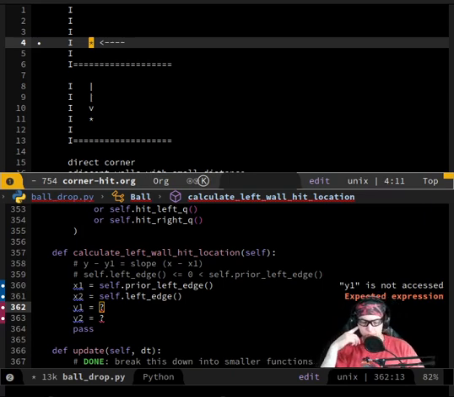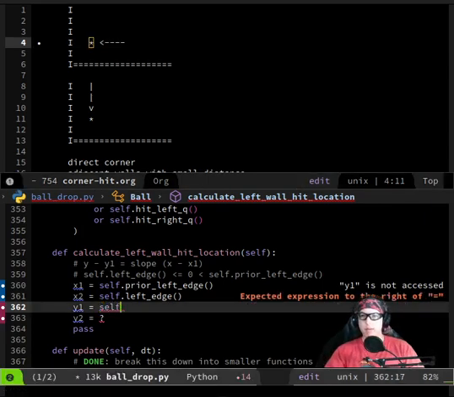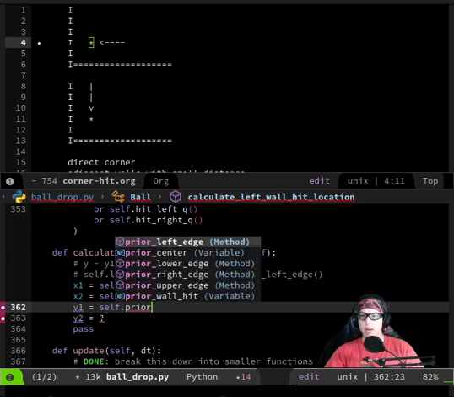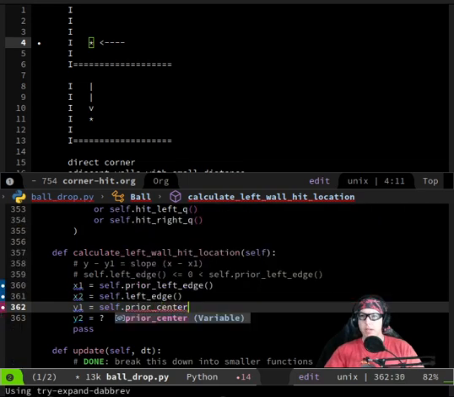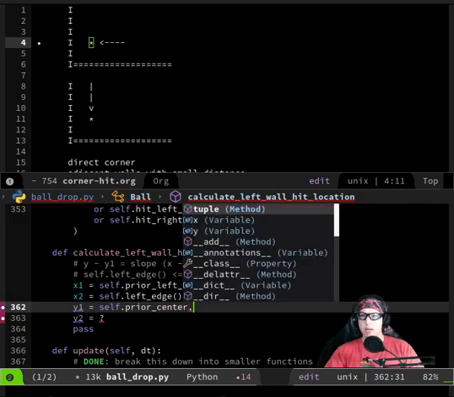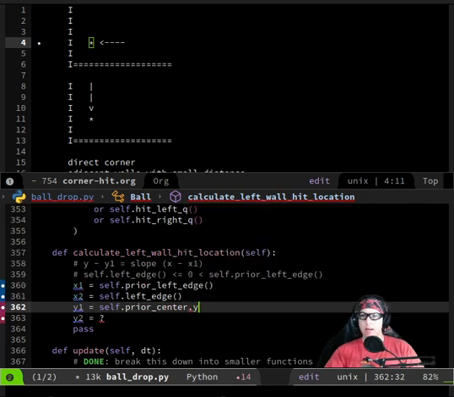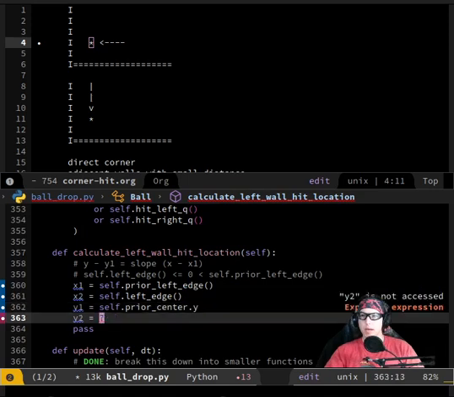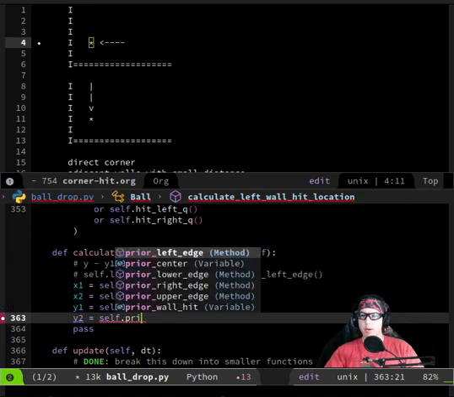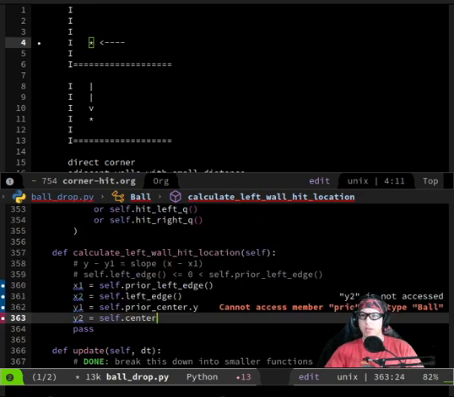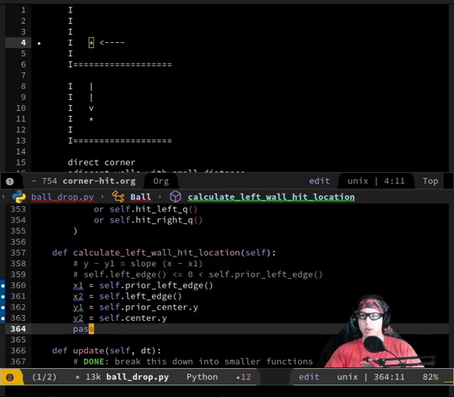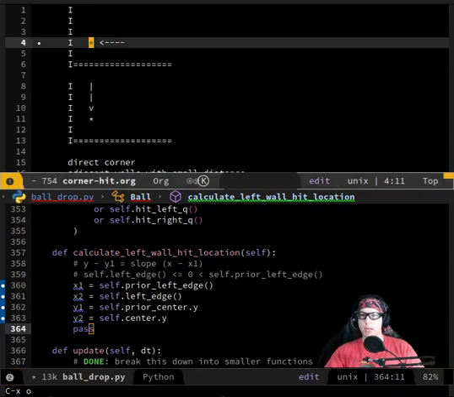what's the Y value that we care about? Center. Yeah. So the self dot prior center dot y, and then center dot y. Okay. So that gives us the x and y value here. So it's x1, y1 here.